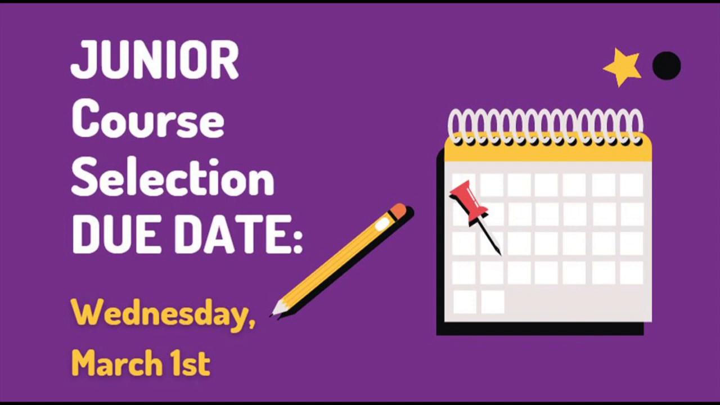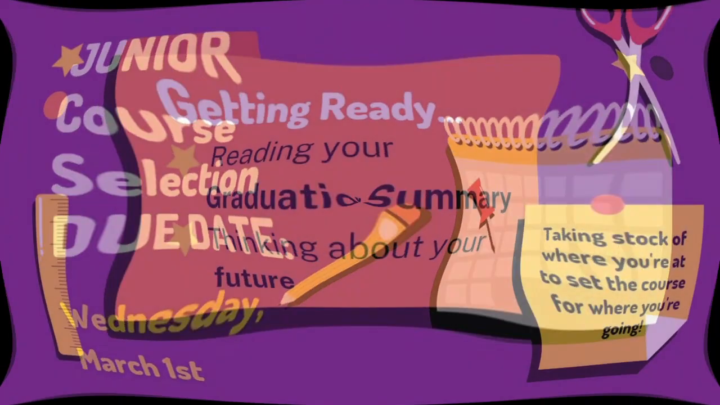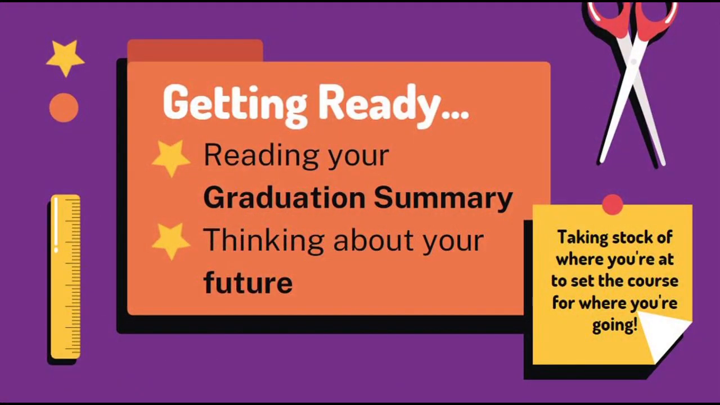Inputting classes is actually the really easy part of course selection. The hard work comes in the planning and preparation for doing so. So let's start there. We'll start by taking stock of where you're at in order to set the course for where you're going. And we'll do this by looking at the requirements for high school graduation in Ontario and how to use your personal graduation summary and your future goals to help you plan.